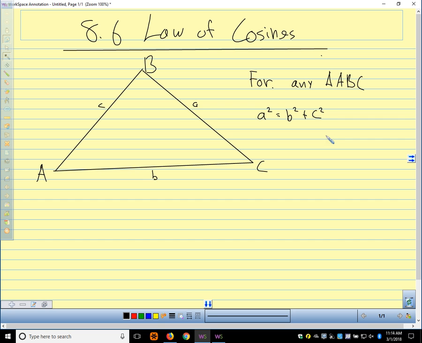But what does that kind of look like? It kind of looks like the Pythagorean theorem. Law of cosines is related to the Pythagorean theorem. Now I'm going to say minus 2bc cosine A. So it's like the Pythagorean theorem, but we have this little extra bit at the end. And that's what makes up for the triangle not being a right triangle.